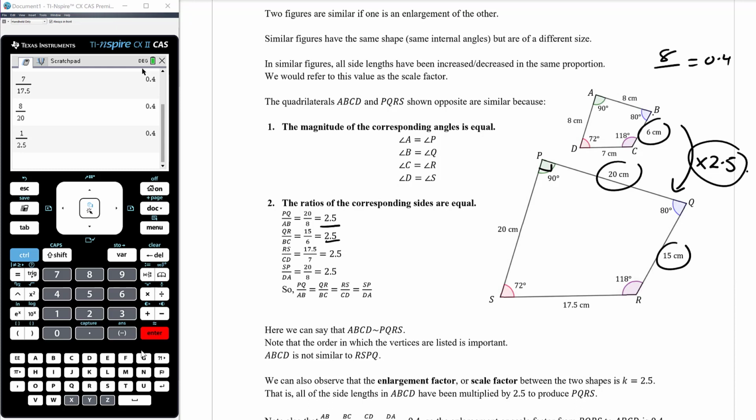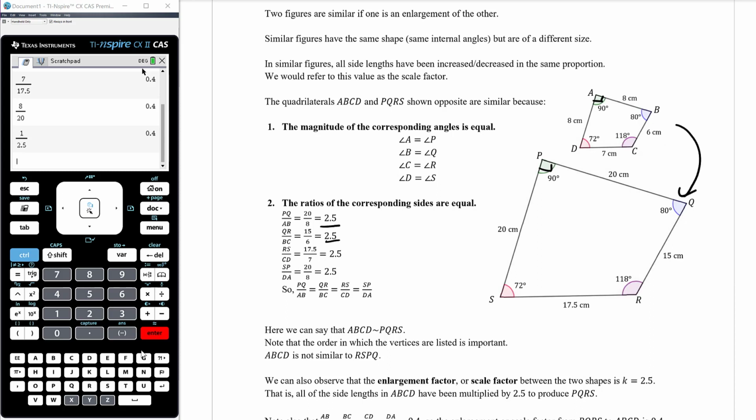So in terms of scale factor, there's usually two scale factors, but more often than not we'll talk about the enlarging scale factor, the one to get from the smaller shape to the bigger shape. To work that out, we take the larger side length and divide it by the smaller side length. So 20 divided by 8 gives us our 2.5, and it's the same for all the pairs of side lengths.